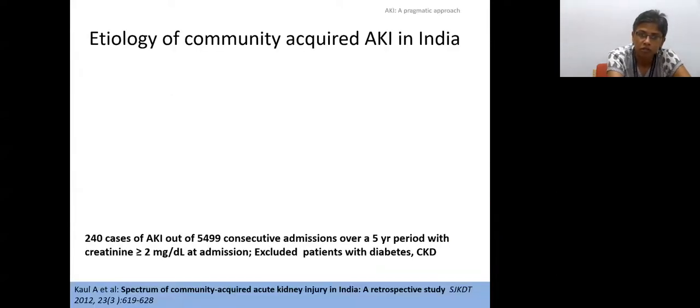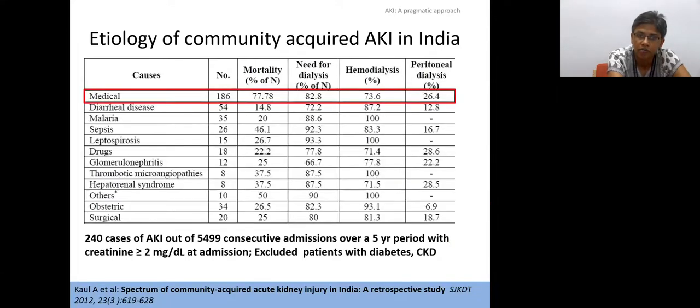So the most common etiologies of acute kidney injury lie in the community, and medical causes form the majority of these causes of acute kidney injury. The actual etiologies would vary depending on where the data comes from. For example, this study from North India found diarrheal disease, malaria, and sepsis as the most common causes of acute kidney injury. And you can see a very high mortality and need for dialysis.